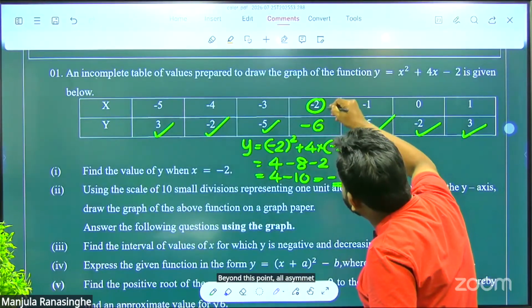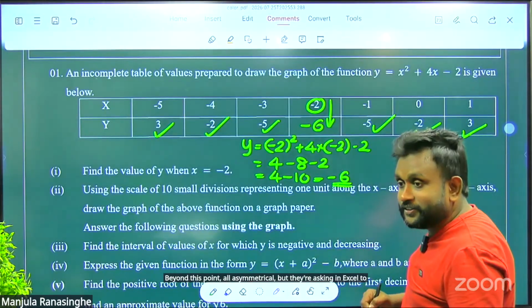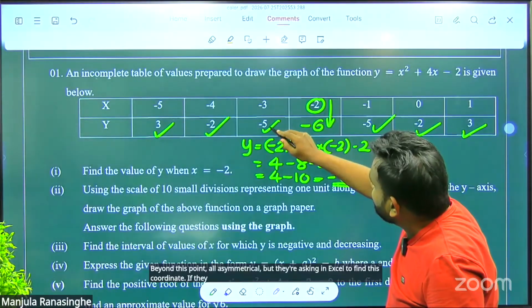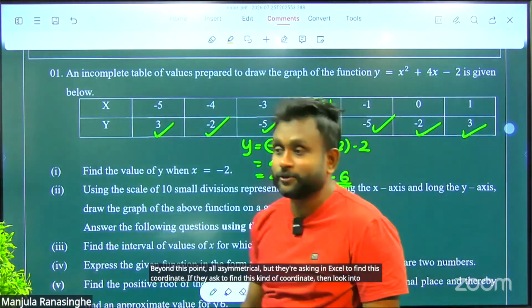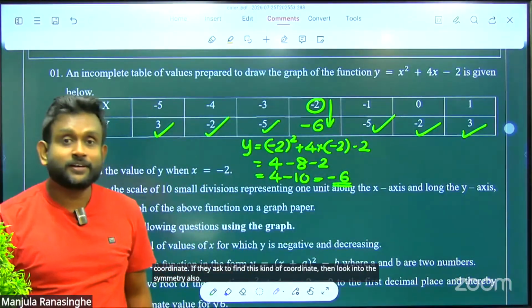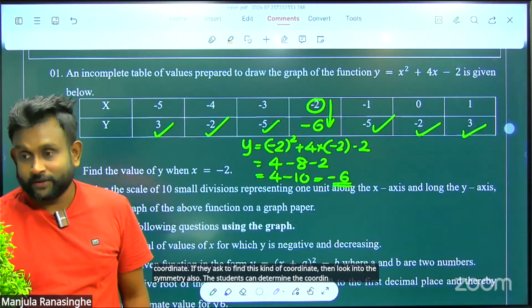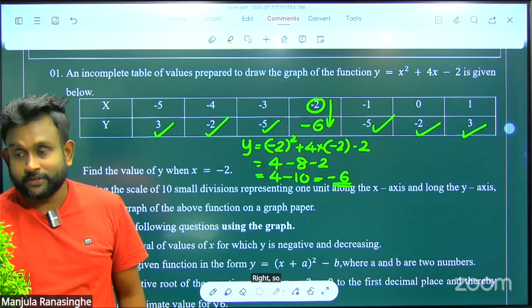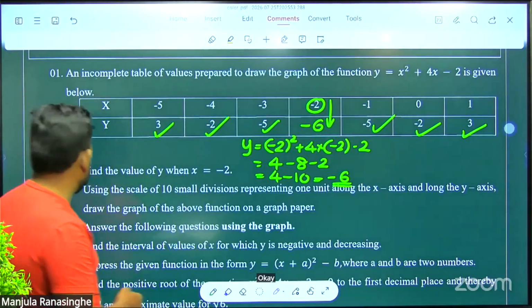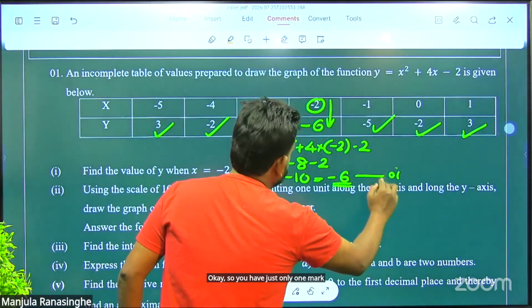But in the exam they may ask you to find this coordinate. If they ask to find this kind of coordinate, then look into the symmetry also, and students can determine the coordinate. Okay, so that is done. You have only 1 mark for finding the coordinate.